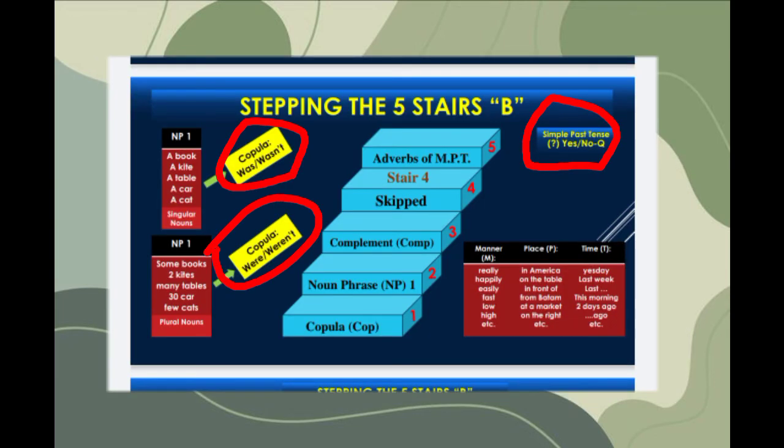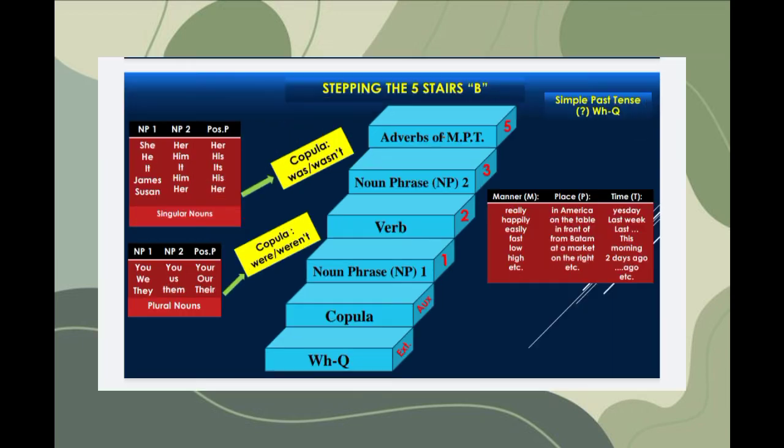The next, simple past tense interrogative, yes or no. If we use a singular noun, the copula is was, and if we use plural nouns, the copula is were. And next, simple past tense interrogative, WH question. If we use singular nouns, the copula is was or wasn't. And if we use plural nouns, the copula is were or weren't.